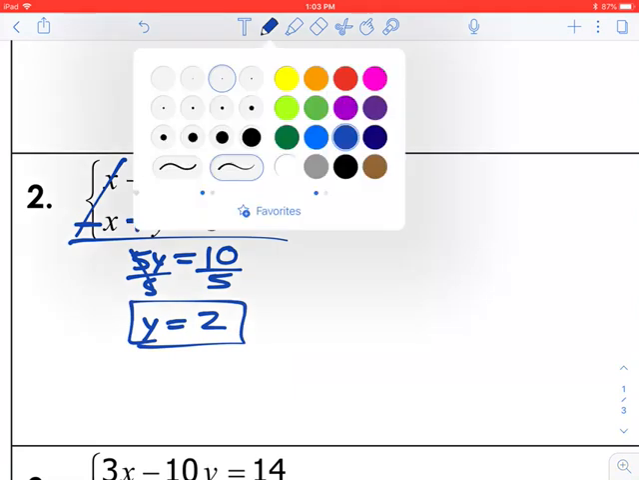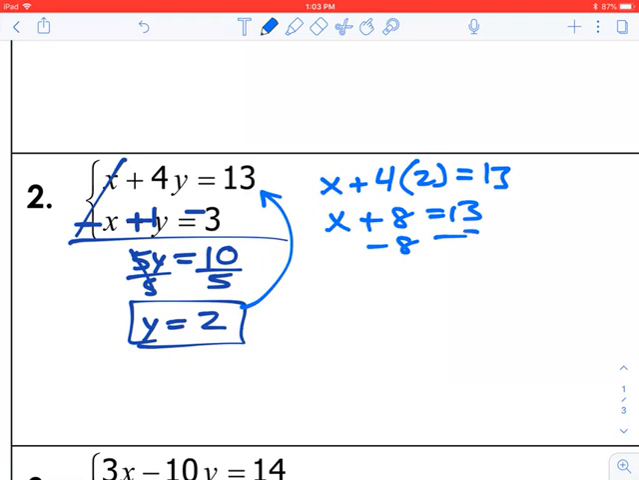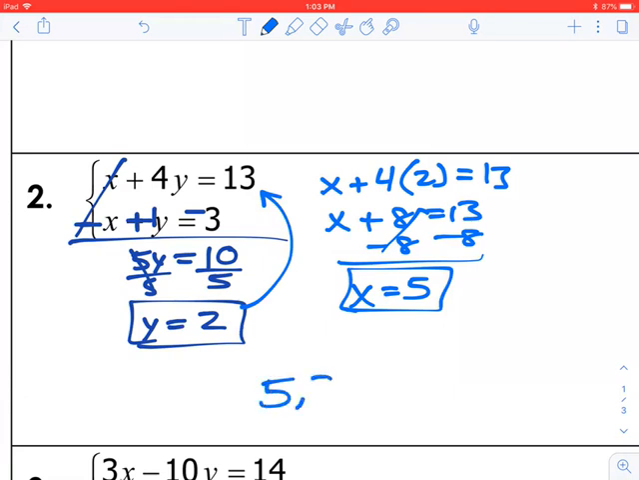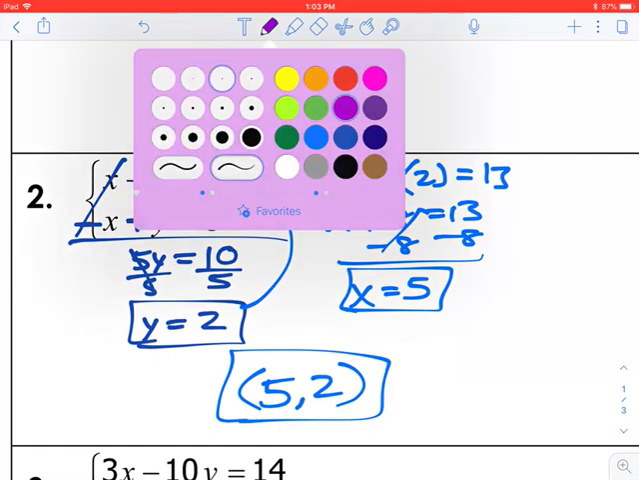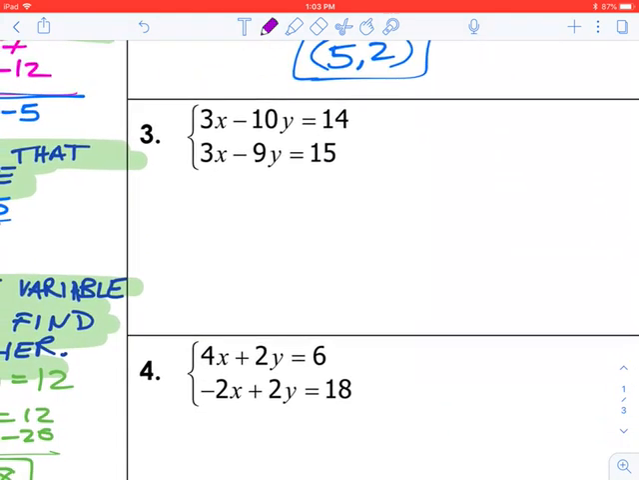Now, plug it back in to one of those, and I get x plus 4 times 2 equals 13. So x plus 8 equals 13. Subtract 8, I get x equals 5. So my final answer, 5, 2. Just like we did on graphing. That's what is going to make both equations true. Okay? So let's do a couple more here and then we'll go to the back side.